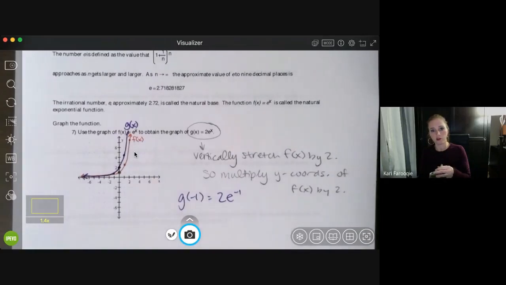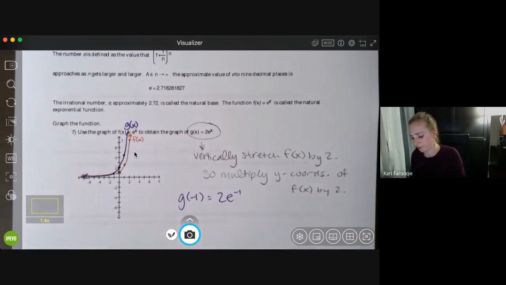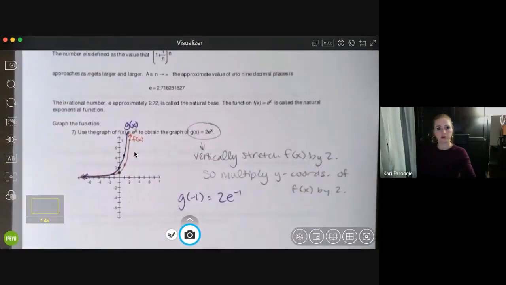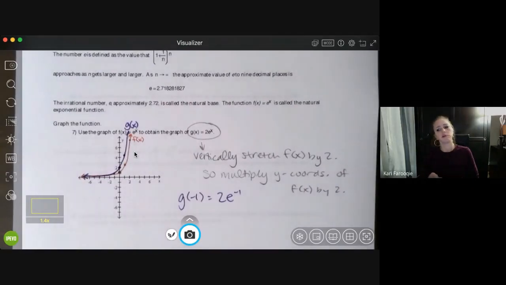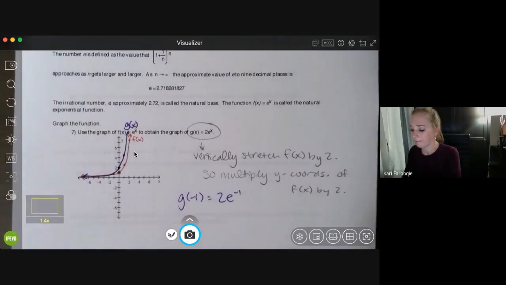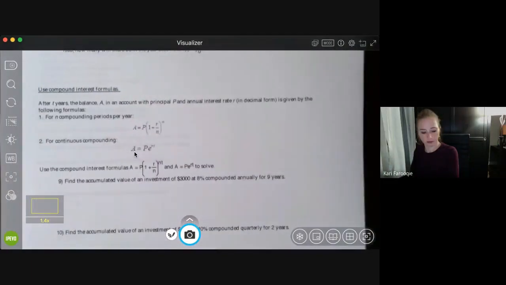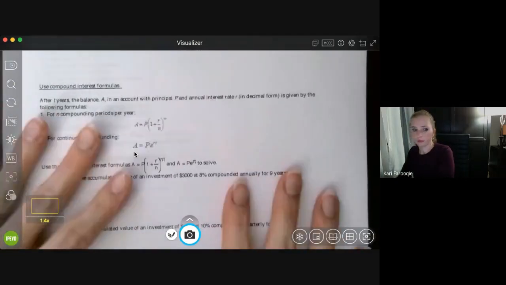Just look at the transformation that's occurring and figure out what you need to do to the coordinates to get from one graph to the next. You can see this stretch also, how your original function F is sort of being stretched out vertically by this factor of 2. Does anyone have a question on number 7? Okay.